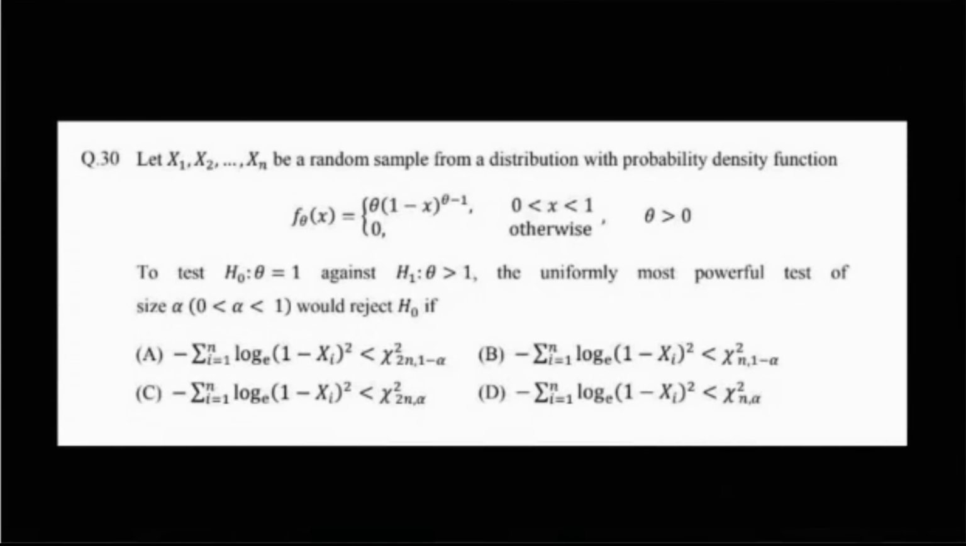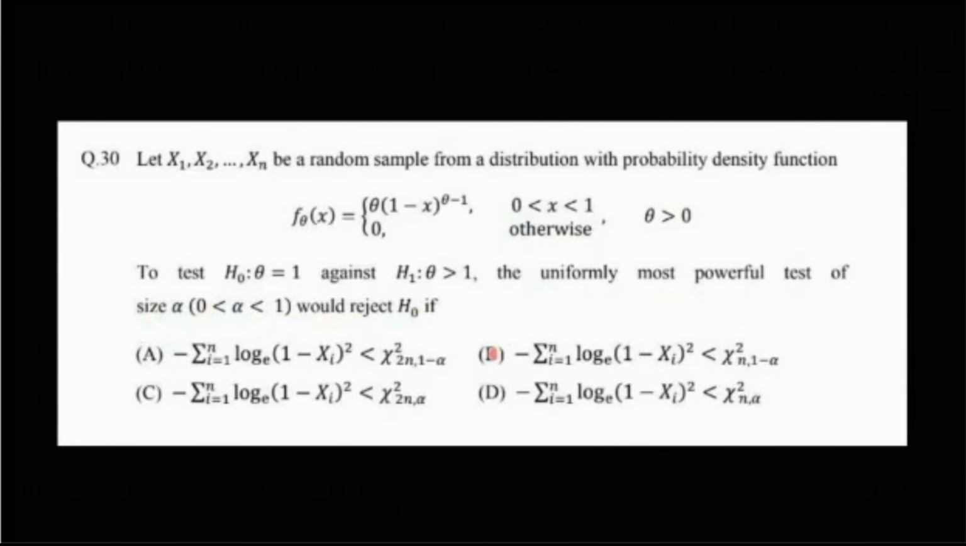Today we are going to solve this problem from IIT JAM MS 2020, problem number 30. The problem says: let X1 through Xn be a random sample from a distribution with PDF f_theta(x) equals theta times (1 minus x) to the power theta minus 1 for x in (0, 1), 0 otherwise, where theta is greater than 0. To test H0: theta equals 1 against H1: theta greater than 1, the uniformly most powerful test of size alpha would reject H0 if, so there are four options.